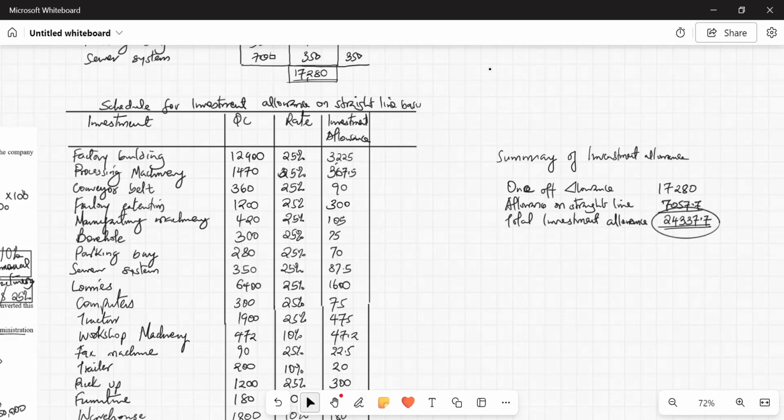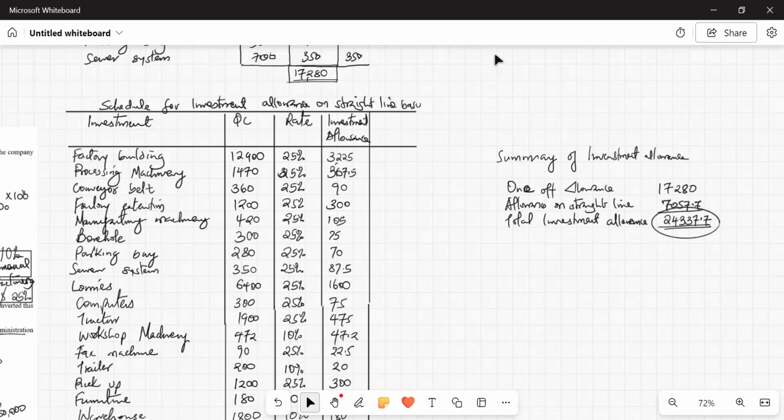It's allowable expense. So in case whereby you are preparing, let's say, the statement of taxable income of a company, and you are given also assets there which were purchased, you may be required also to calculate investment allowance, and that investment allowance becomes one of the allowable expenses which need to be deducted from the profit before you determine tax.